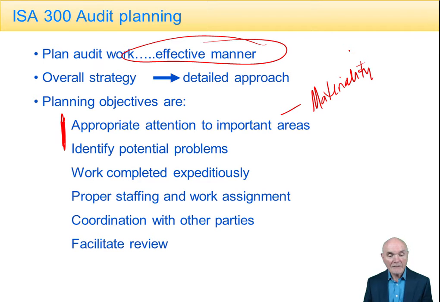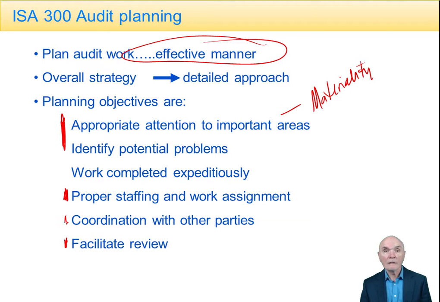We've talked about proper staffing and work assignment when we looked at quality. Here, proper staffing, work assignment, we've talked in here, also facilitating review. We have to build into the planning process both the time and the mechanisms for the reviews to take place, and also to leave time that if the review says we need more work done there, that there's still time to send people back to get additional audit evidence, and this can all be done before the financial statements need to be approved.